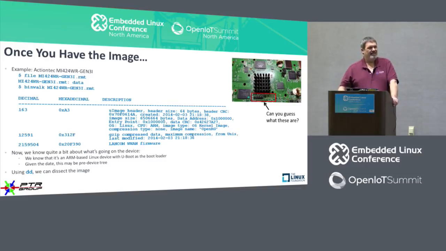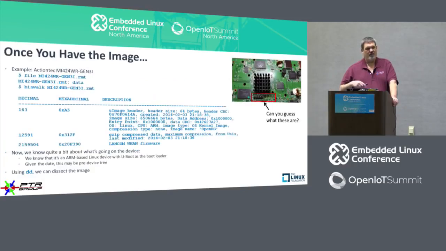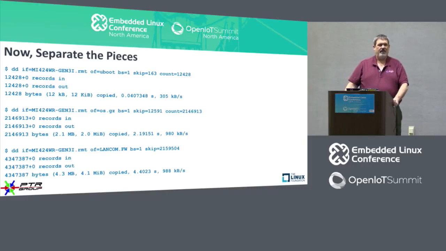Now, once we know where the edges are of the different images, we can use a tool like dd to simply extract the pieces out. So here's an example of separating the pieces out of that firmware. The first part of it, of course, was U-Boot. So our block size is 1, and we told it to skip the first 163 bytes, which is what this told us to do in the decimal here. That's 163. So we skipped the first 163 bytes and then basically wrote out until we got to the next block that incorporated all of the U-Boot stuff. Did the exact same thing for the compressed file system and, of course, the LANCOM firmware just for completeness. So that now we have all three of the pieces that are laid out.